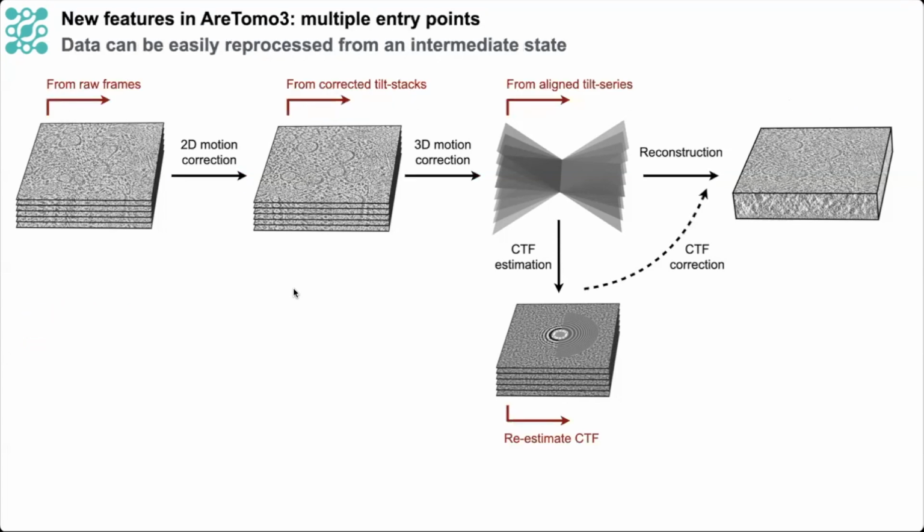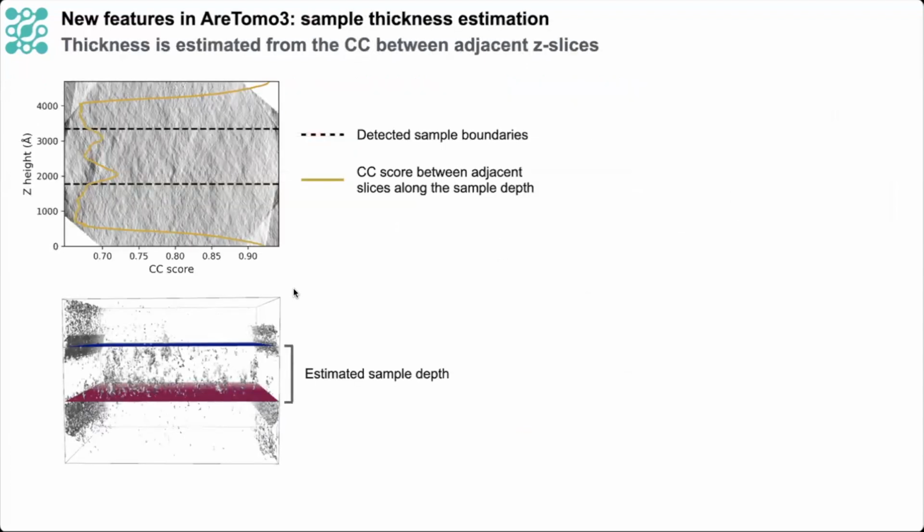One of these new features is multiple entry points, which are indicated by the red arrows here. While it's useful to have a pipeline that can run from start to finish without interruption, we recognize that in many cases, users will want to reprocess data from an intermediate state, for instance, after adjusting an alignment parameter like the number of local patches, or a reconstruction parameter like the volume thickness. These multiple entry points allow users to bypass the upstream processing tasks and more quickly generate a new set of tomograms based on the adjusted parameters.